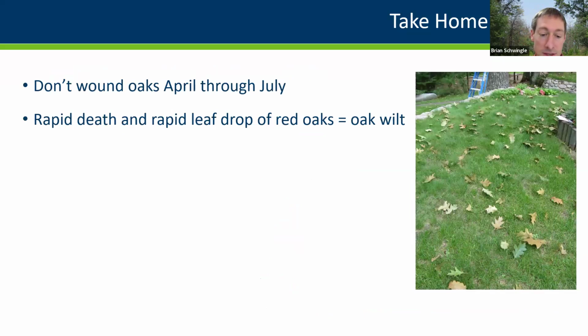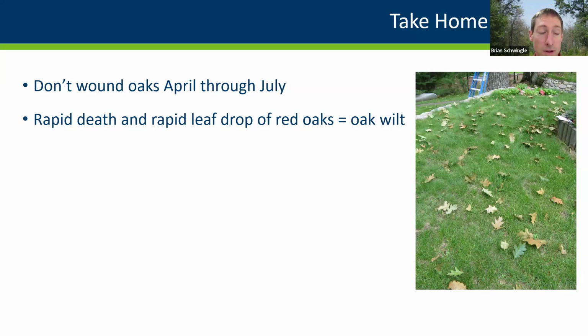With oaks, the main point with oak wilt is don't wound oaks April through July, because that's the time when the stars align: the fungus is out, the spores are out, the beetles that carry the spores are out, and the oaks are actually susceptible to infection during that time frame.